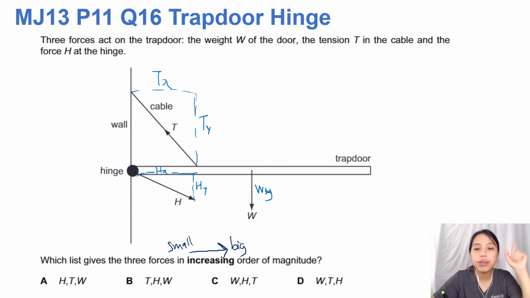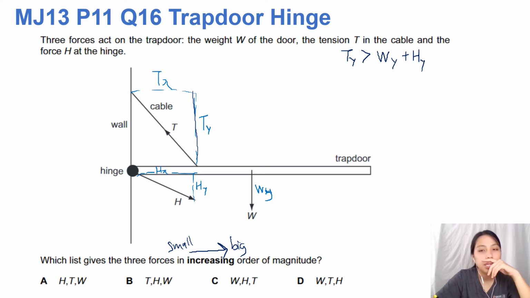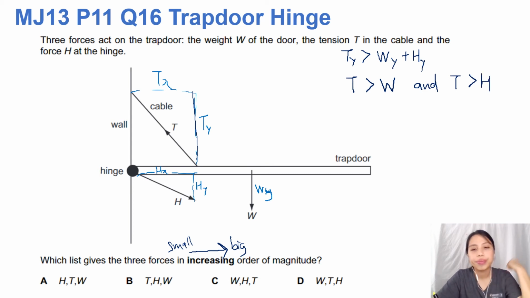Let's compare T and W first. So the tension, TY is already bigger than W and H together. So you can say TY is already bigger than WY and HY individually. So in that sense, you can say T is definitely bigger than W, and you can say T is bigger than H. That's just like comparing the vertical parts.